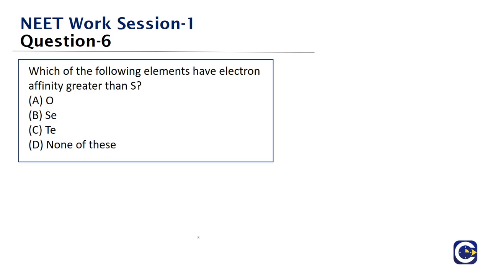Let us go to the next question. This is question number 6. Which of the following elements have electron affinity greater than sulfur? If you look at these elements, in the options we have oxygen, selenium, tellurium.